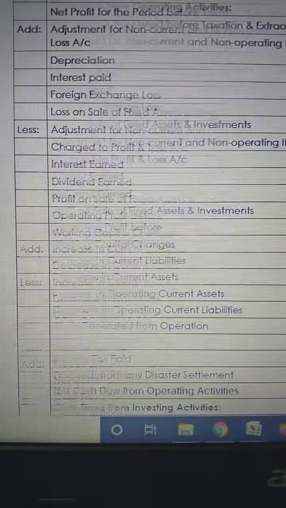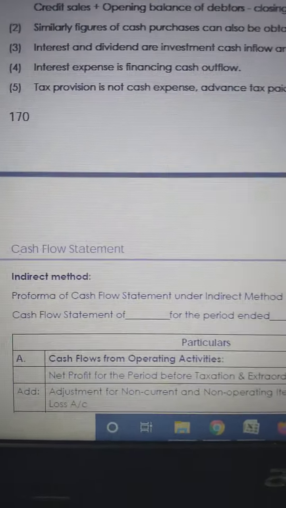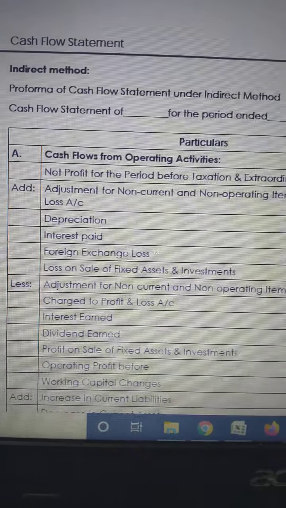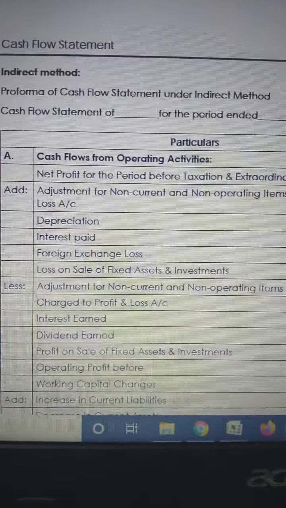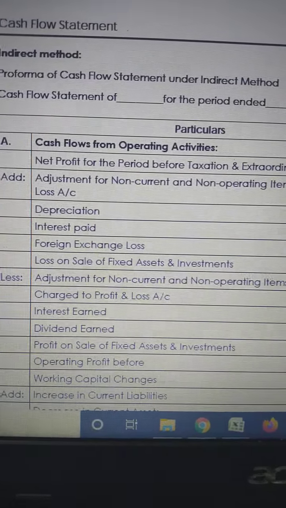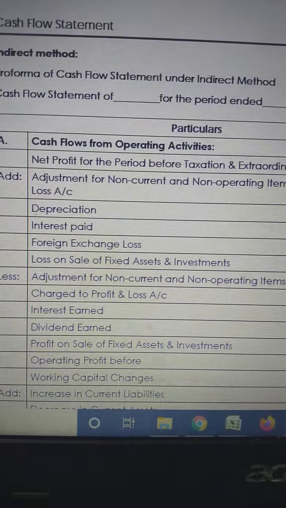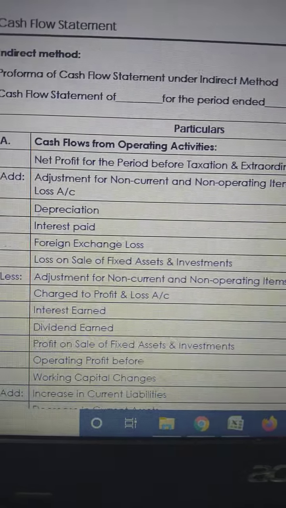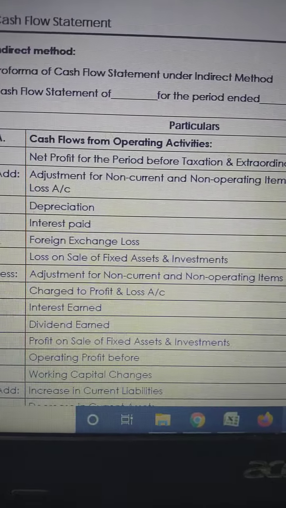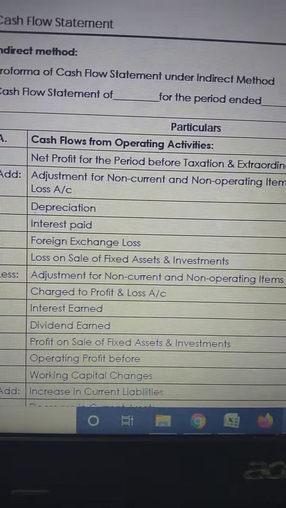So what is the difference between the direct method and the indirect method? The only difference is in operating activity. For financing activity and investment activity, both methods give the same answer, and we use the same format. Only for operating activity is there a difference between the direct and indirect method. Then what are the direct method and the indirect method?